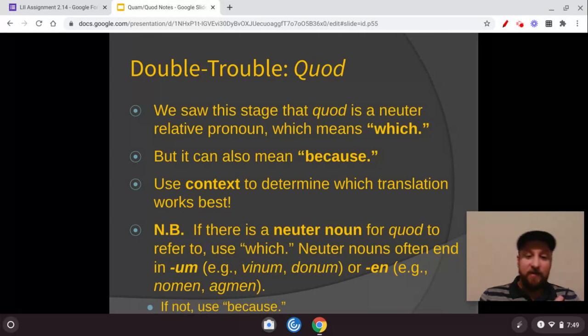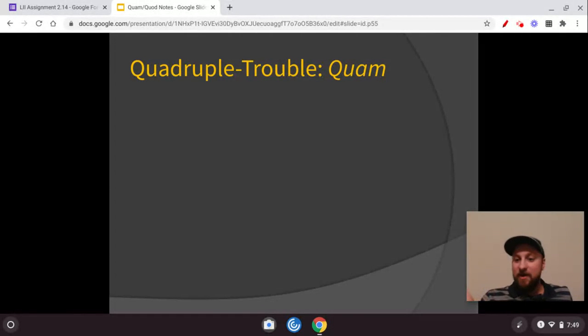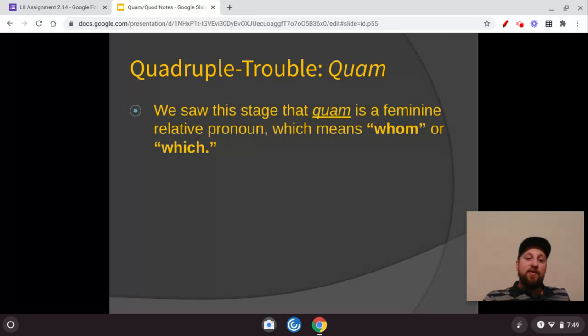Now, that's not a perfect little shortcut, and the context is the best way to determine it, but it is a little bit more structure for how to do it once you come across it in a story. Now we move over to quadruple trouble, which is quam, but the good thing about this is that we have already done and practiced quite a bit 3 of the 4 translations of quam in stage 14.